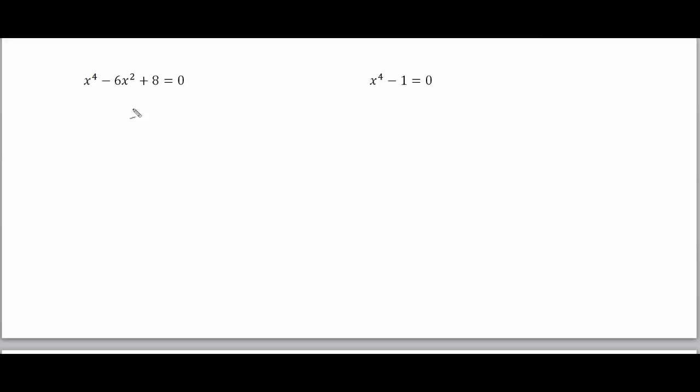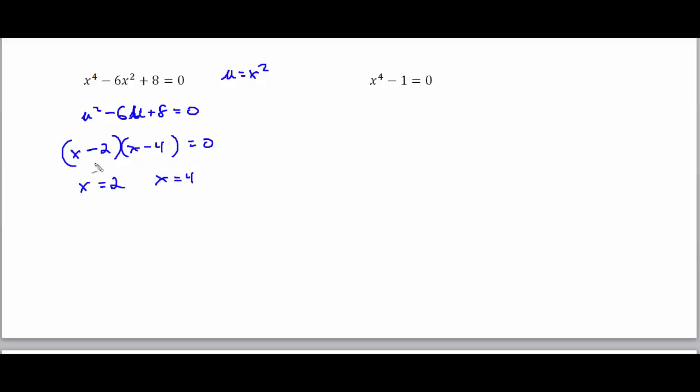both of which can be factored, which is great. So I've never used the quadratic formula in this section. I'm going to let u equal x squared. So here I have u squared minus 6u plus 8 equals 0. I can figure out two numbers that multiply to make positive 8 and add to make negative 6. So that's negative 2, negative 4, equals 0.